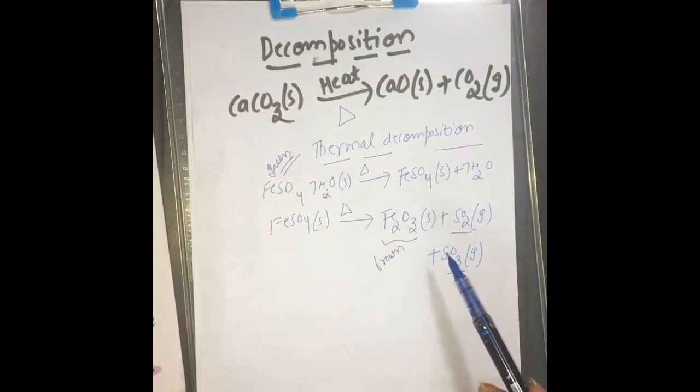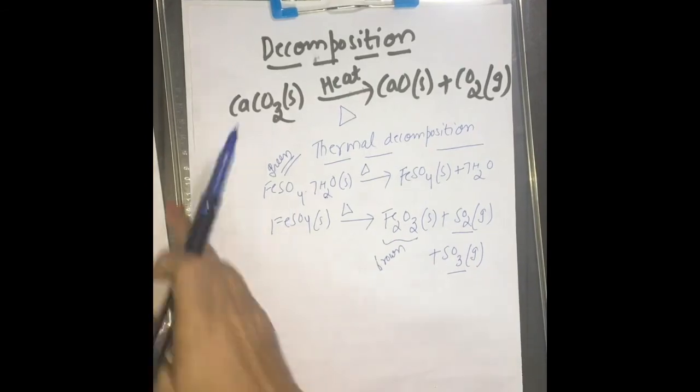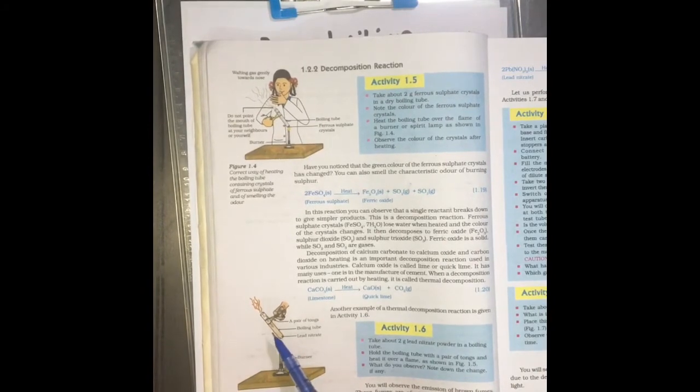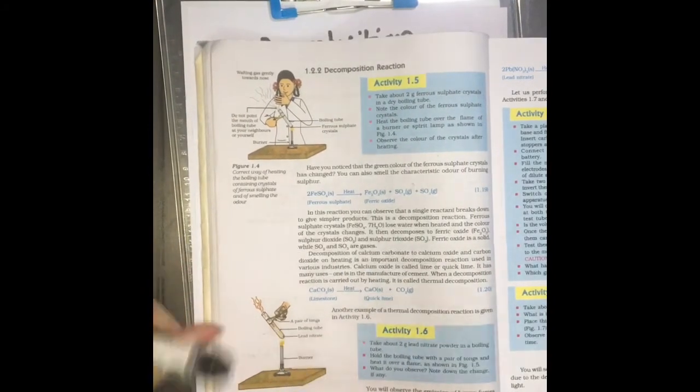Likewise, you can also consider one more example. That example is again from NCERT only. In the test tube, you have taken lead nitrate powder. What have you taken? Lead nitrate powder.